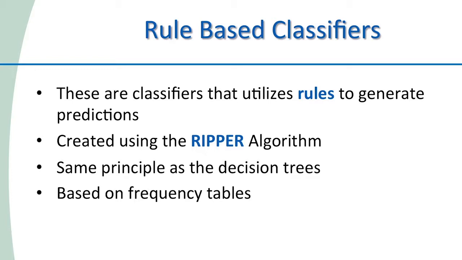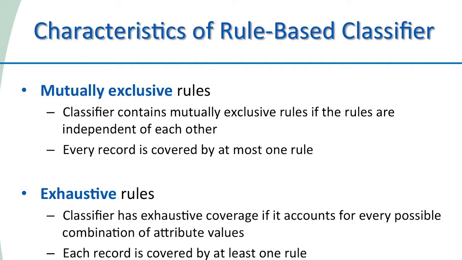These are created using the Ripper algorithm. It is the same principle as decision trees. It is based on the frequency of each predictor variable. Some characteristics of the rule-based classifier.